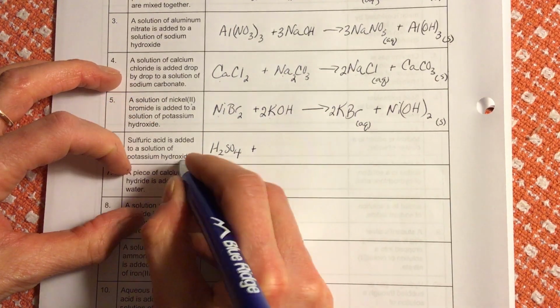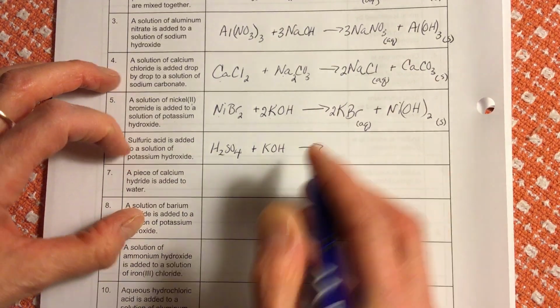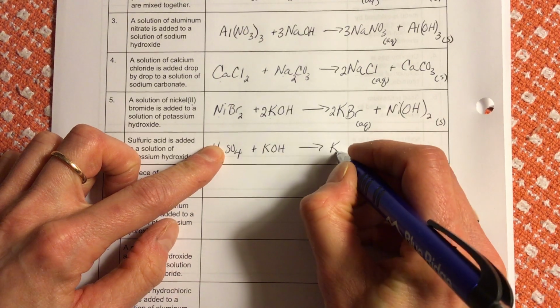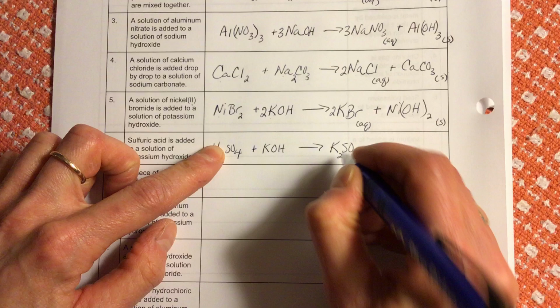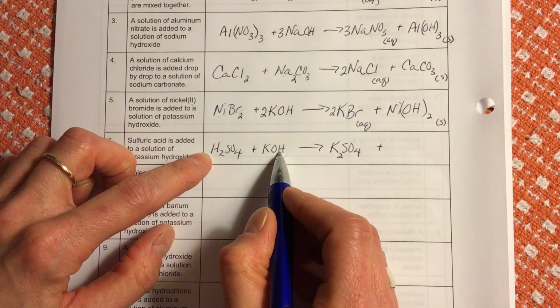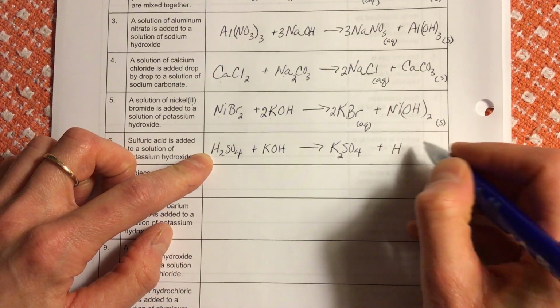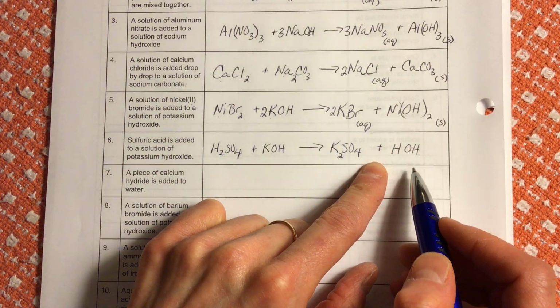H2SO4 plus potassium hydroxide, which we've had before. The K and the H switch places. The K and the SO4 go together. Potassium is +1, sulfate is -2, so I need a 2 there. Plus, the hydrogen and hydroxide go together. Well, that's just water. Hydrogen is +1, hydroxide is -1, so you can either write it like this or just write H2O.